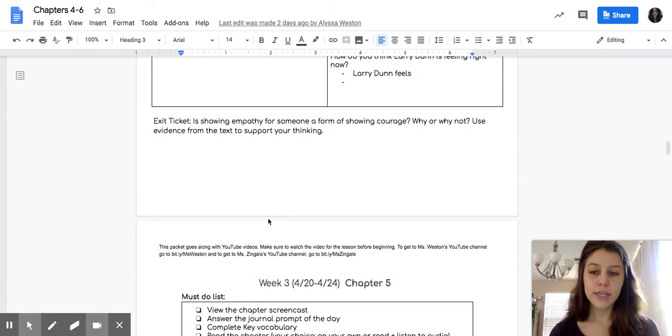But the last piece is this exit ticket. Is showing empathy for someone a form of showing courage? In other words, is it brave? Is it courageous to show empathy? Why or why not? And you can use evidence from the text to support your thinking. If there's a situation from chapters 1 through 4, or specifically chapter 4 that kind of proves your point for what you're trying to say, you can include that there.